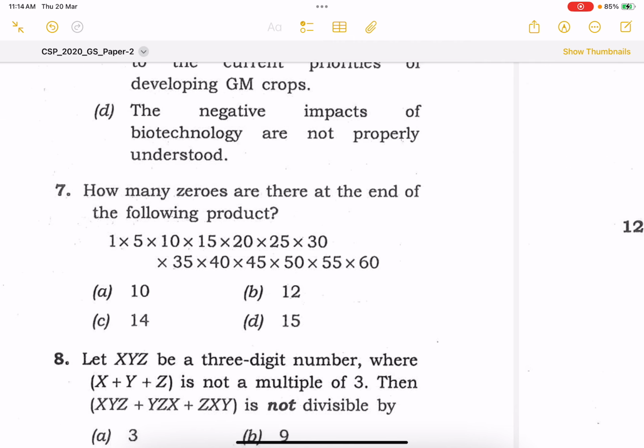Okay, this is a very easy question in comparison to the questions we have done. This is very simple. It's like: how many zeros are there at the end of the following product?